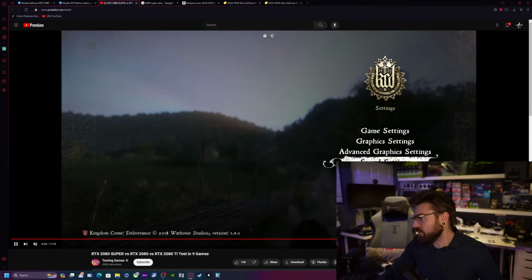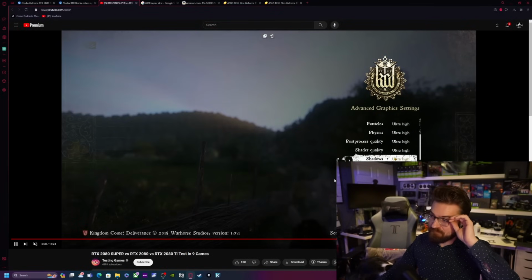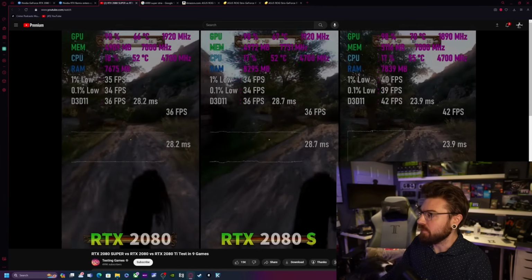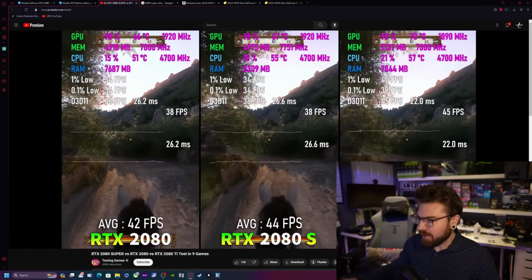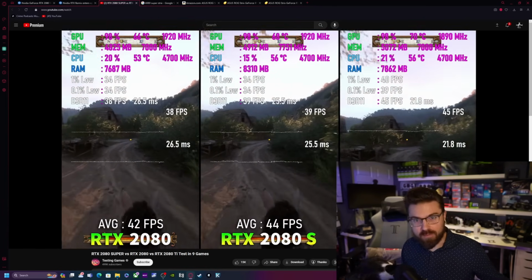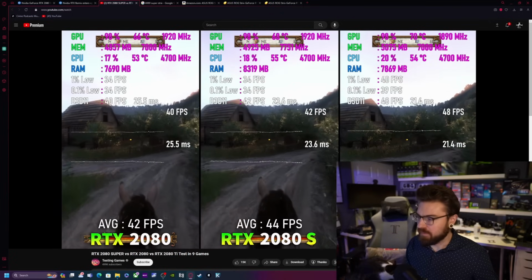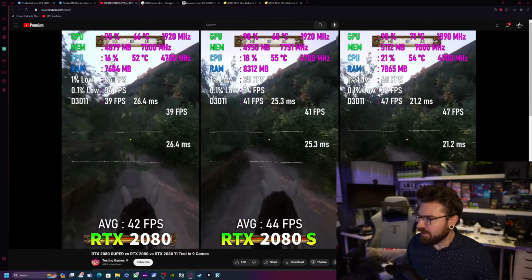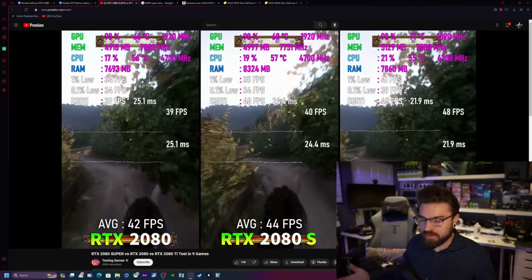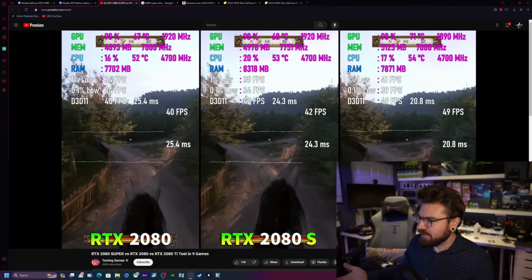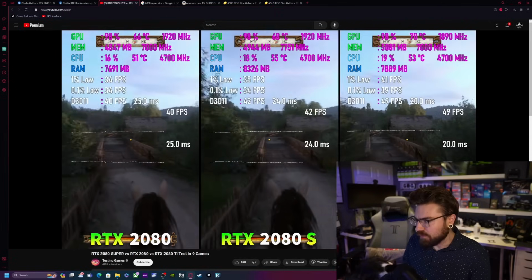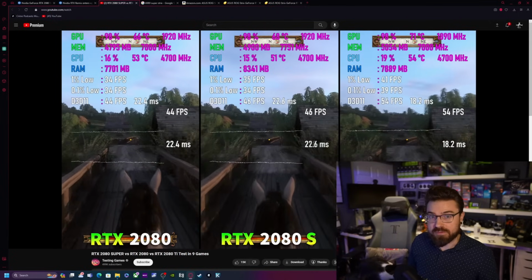But on average, their performance was so close. And it was just kind of strange to me because I remember talking to people all the time and being like, why are you buying the Super instead of the other one? The other one's almost $100 cheaper half the time, and you're going to pay an extra $120-something with tax for 3 FPS. Just get the older one.